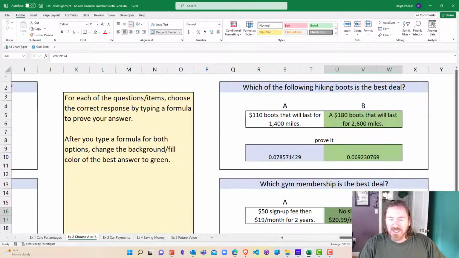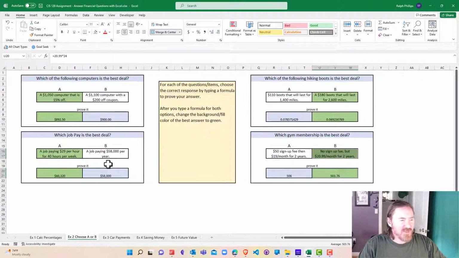And now we can see that based on some simple formulas, we can make decisions that may have been kind of tough to do without crunching the numbers. We may have bought the more costly boots, may have signed up for the more expensive gym, and stuff like that.